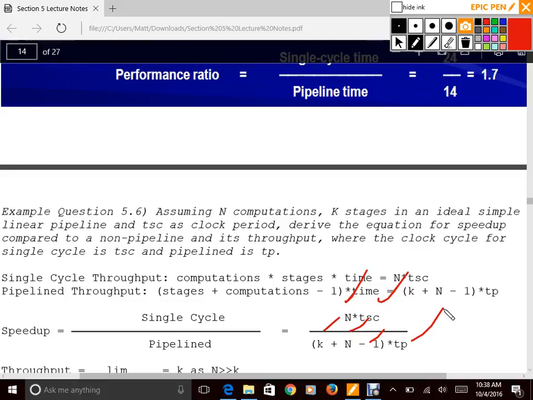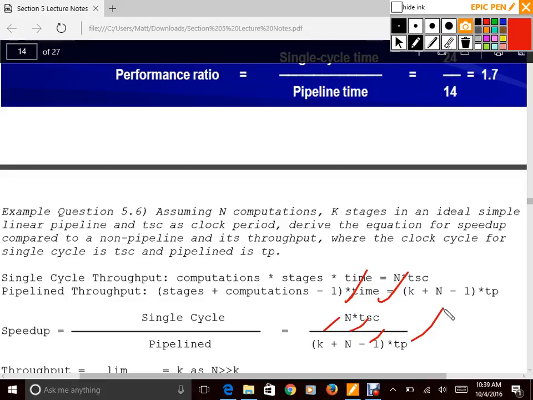Very good. Single cycle over pipeline time. So that just comes to TSC over TP times K plus N minus 1. So there's your speed up. That's the difference between memorizing and understanding. Understanding, you see that problem, you're going to write that up there. But there's a difference. You see how understanding that will help you if you demonstrate that you understand the pipeline.